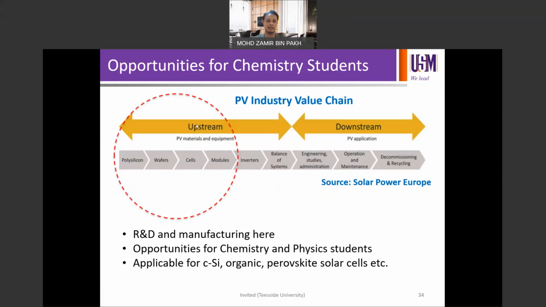But this upstream and downstream value chain is also applicable to technologies like organic or perovskite solar cells and whatnot. So if you are interested to join this field, then the opportunity will be related to the R&D and manufacturing of the technologies, rather than the downstream, because downstream is more engineering of the technologies, which is mainly mechanical, electrical, civil, and stuff like that, right?